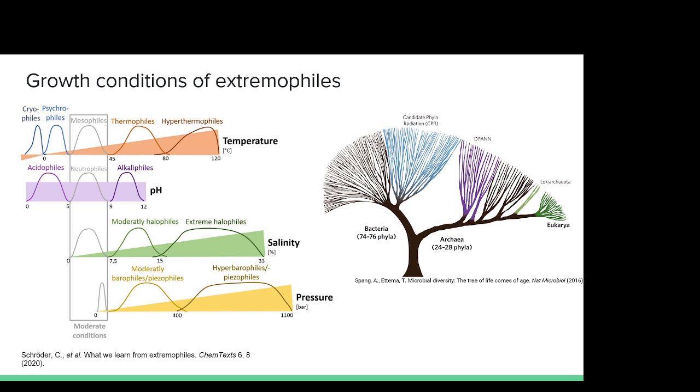But microbes can conquer niches that others cannot. So they can inhabit temperatures of water below 0 or above the boiling point of water, very acidic pHs, very alkaline pHs, very high salinities, up to 10 times more than our oceans.